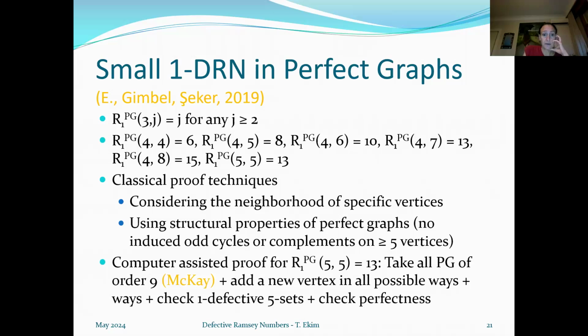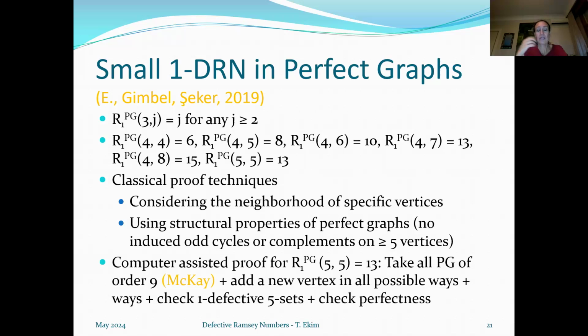And in that paper, we also used computer-assisted proof for this last number, R155. How? Well, we took all perfect graphs of order 9, which are provided by McKay online. But you may guess there are a lot of them. I will talk about this issue.